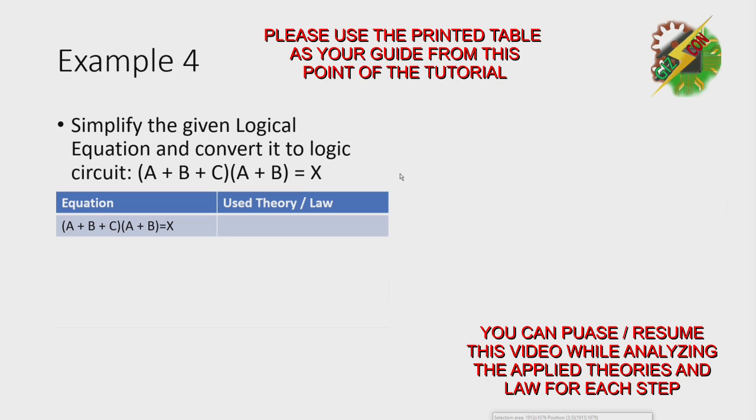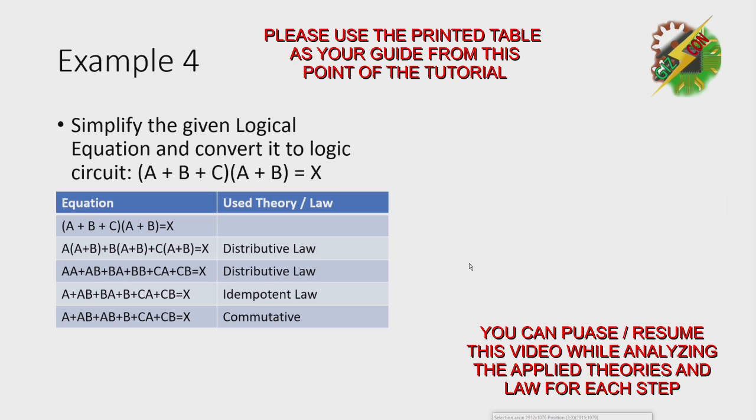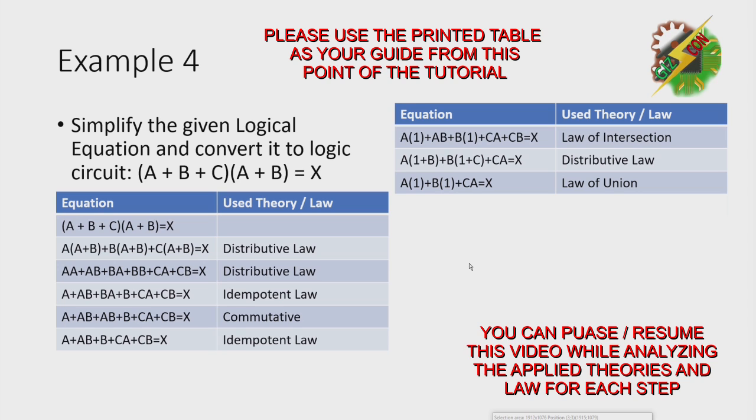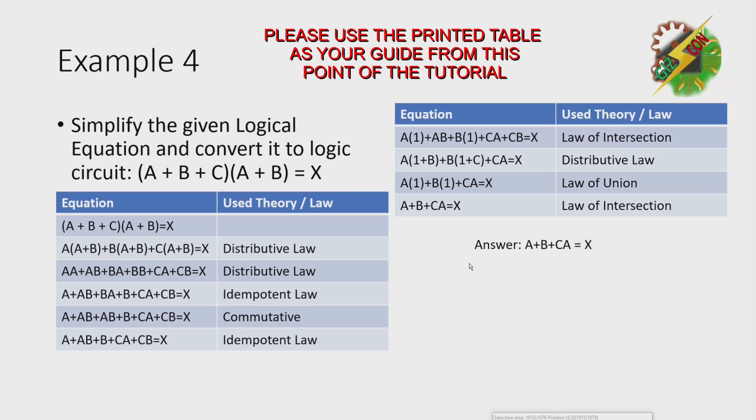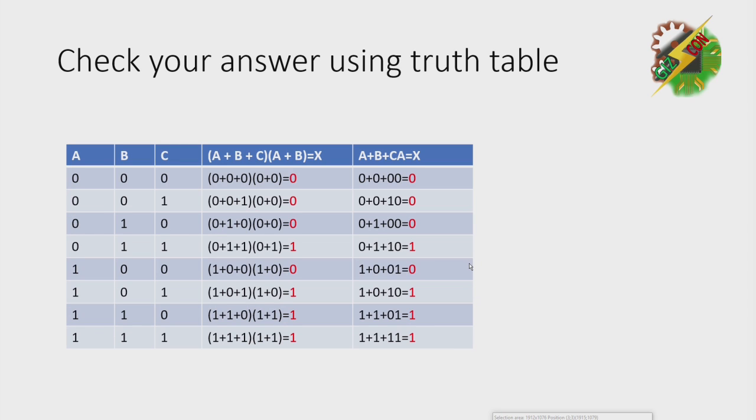And this is the fourth example. Simplify the logic equation and convert it into a logic circuit. By using distributive law and distributive law again, then idempotent law, after that commutative, then idempotent again, law of intersection, distributive law, law of union, law of intersection, and that will be the final answer. And this is the equivalent logic circuit. And now we can check our answer using the truth table.